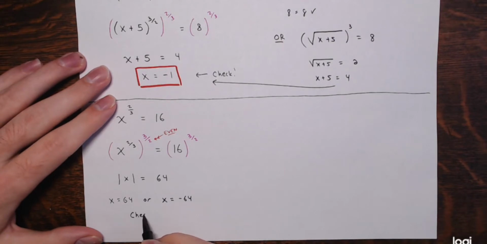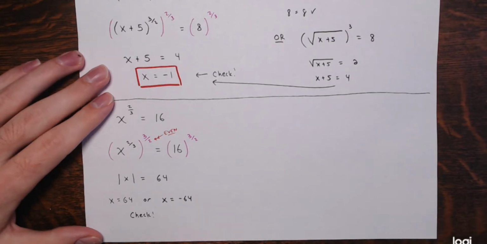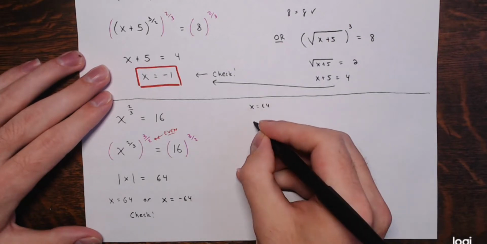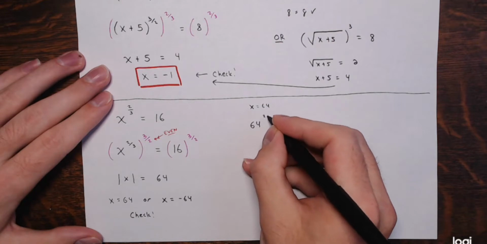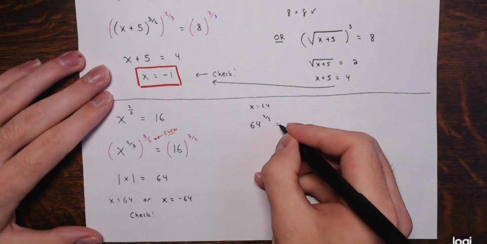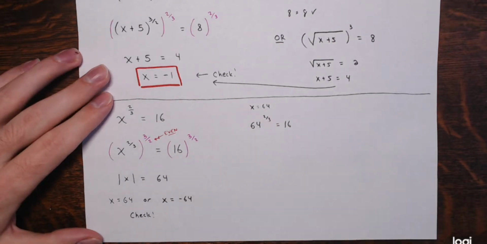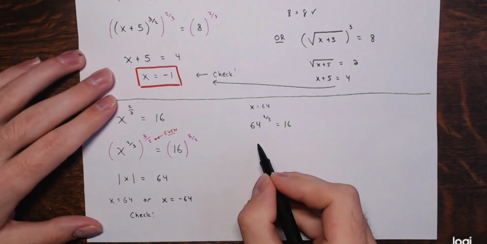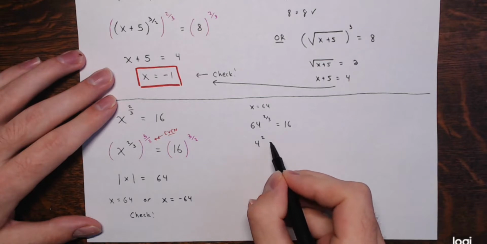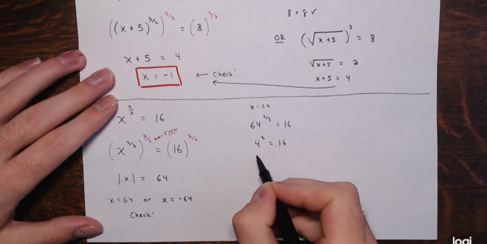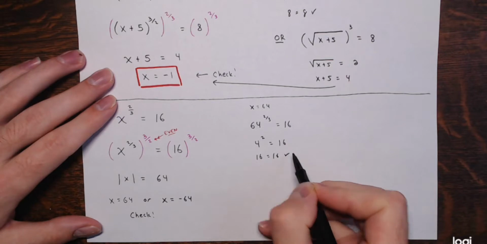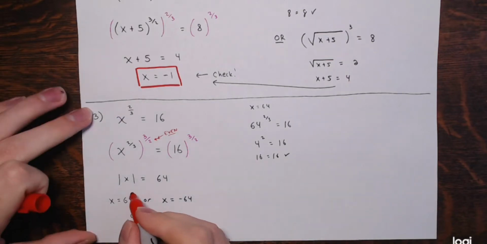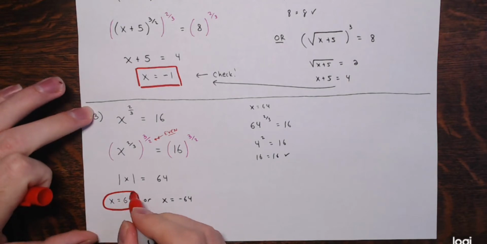Now, we must check them, right? So x equals 64. Let's see. We have 64 to the 2/3 power. Would this be equal to 16? Right, so remember how this works. You take the cube root of 64 first, which would be 4, and then 4 squared equals 16. That's 16 equals 16. That works. So 64 is a valid solution.